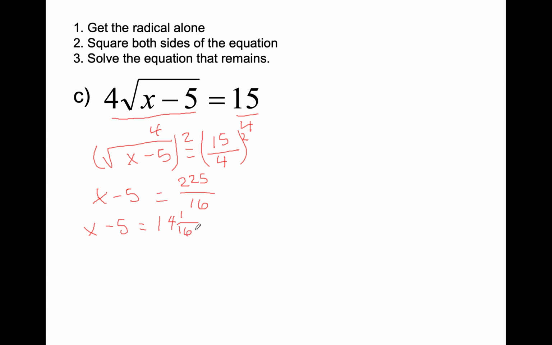But you could also take the time and divide and actually figure out that that is what that mixed number is. Next, I'm going to add 5 to both sides to get x by itself. I'm left with x equals 19 and 1/16. That's my final answer.